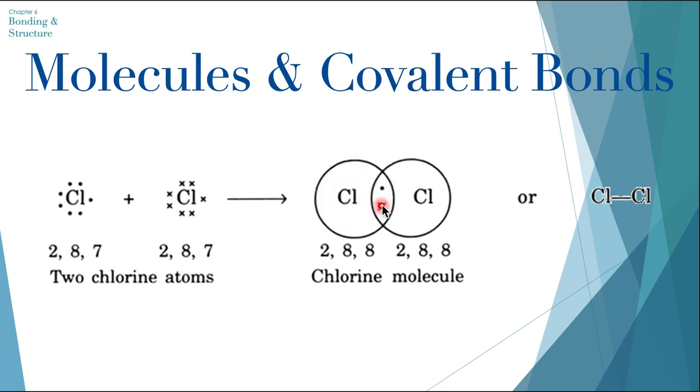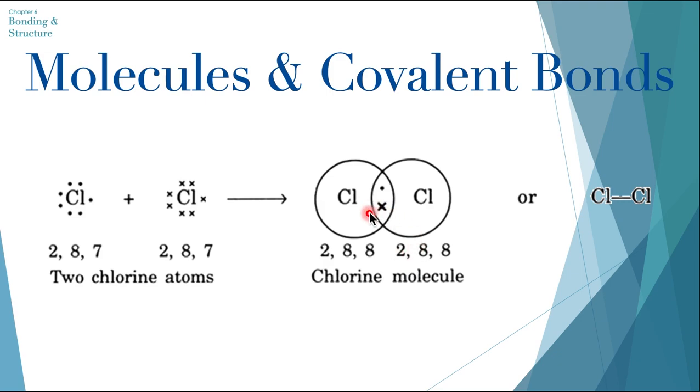6 plus these 2. Yes, we're counting this chlorine atom's electron as well. It becomes 8. And so is the same for this chlorine atom. The electrons become 8. Because they're sharing these electrons, their atomic shells become complete. So this is covalent bonding. We either show it like this, or when we're writing it down, we write it like this: Cl dash Cl. So this is basically a molecule, a chlorine molecule.